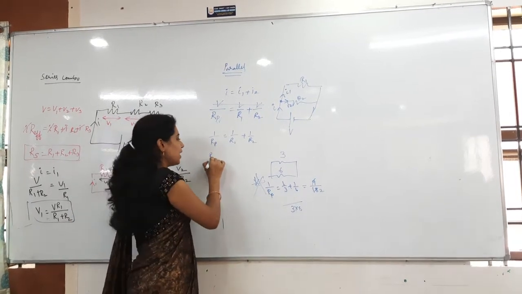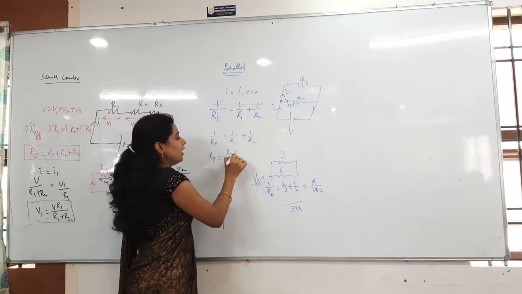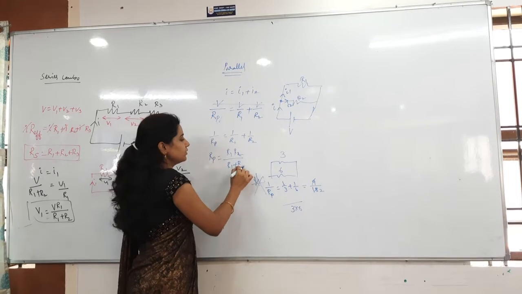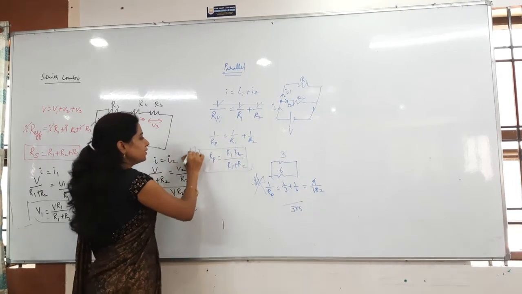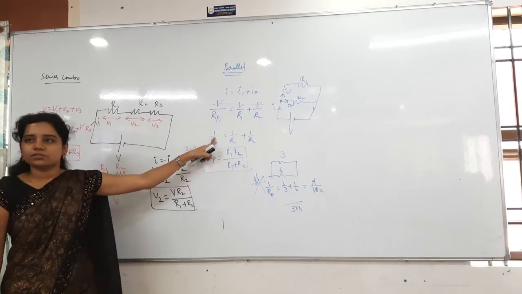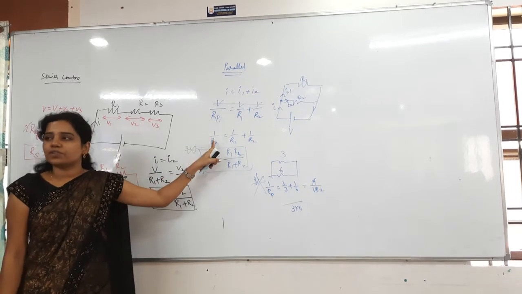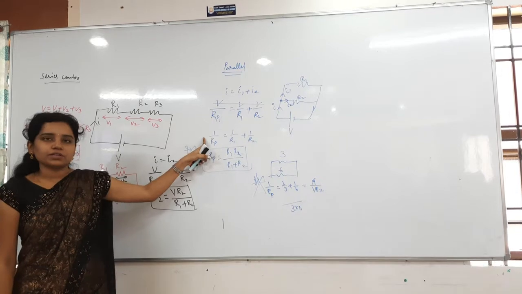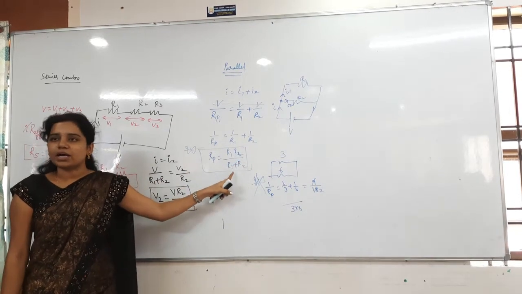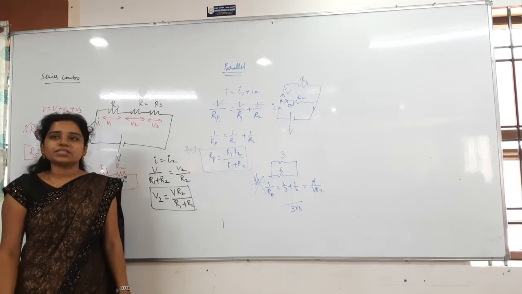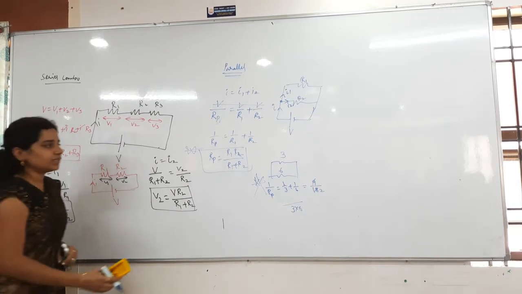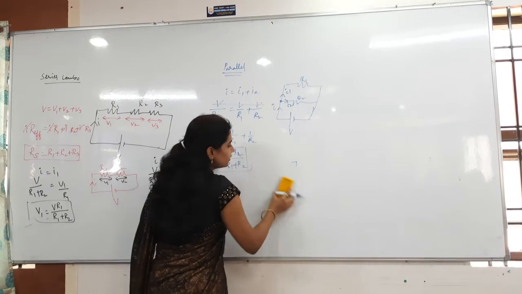Just take it as R parallel is equal to, what can I write? R1 R2 by R1 plus R2. Only this formula you have to find. You should not take the other one. I am saying again and again, don't go for it. In your PU you might have practiced like this, but don't go for it. Just directly this one, R1 R2 by R1 plus R2. If 3 resistors are there, at that time what will you get?